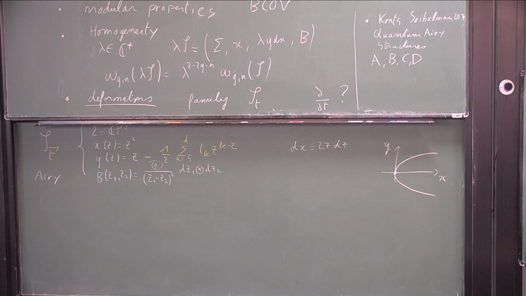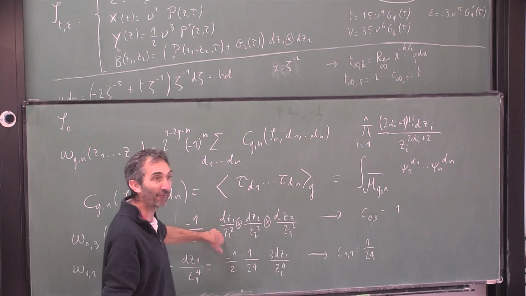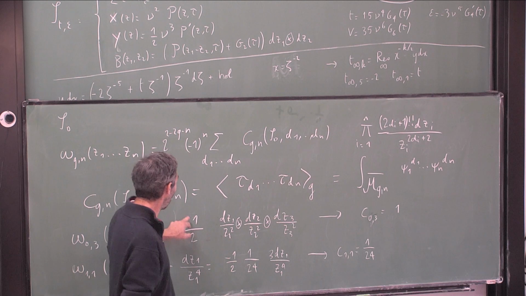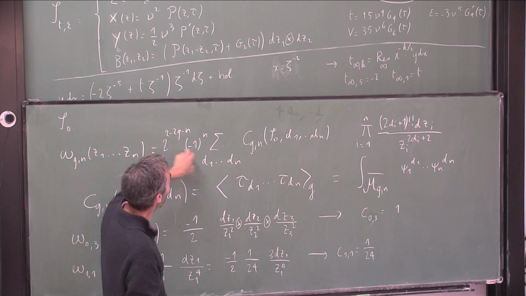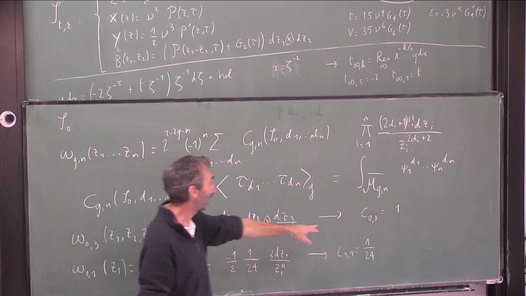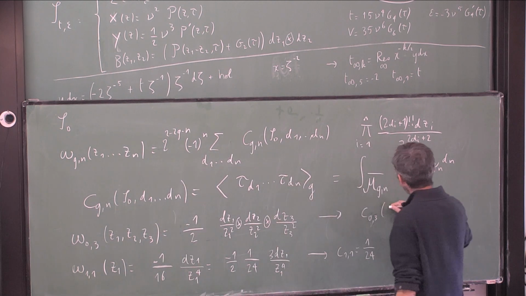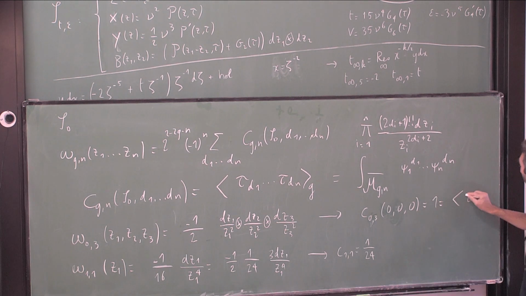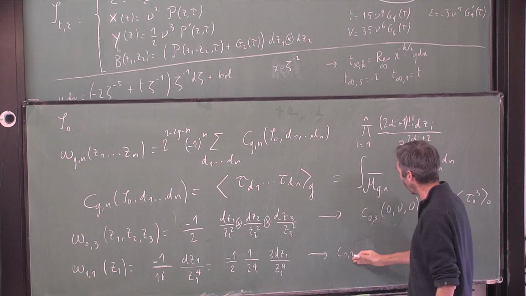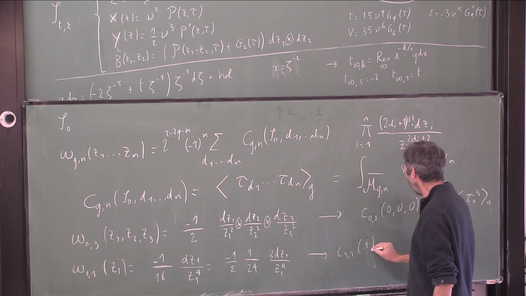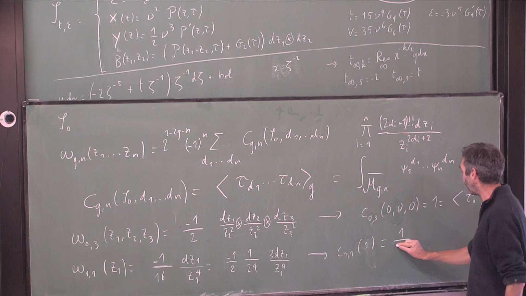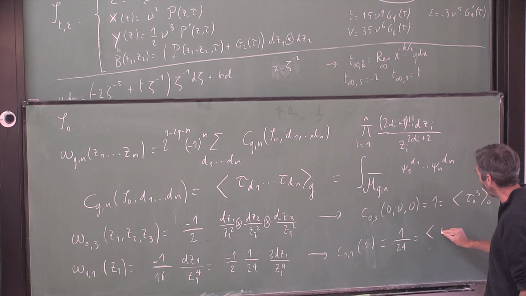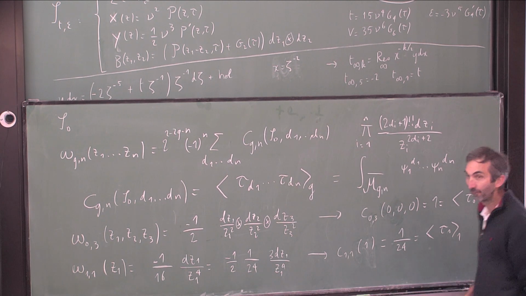And so this is omega 0,3. You see, it's indeed a polynomial in 1 over z_i squared, and there is a coefficient minus 1/2. If you compare to this formula, that means exactly that C03 of 0 is 1, so it's 0 to a cube, 0. This one is C11 of 1. It's 1 over 24, which is indeed the intersection number T11.